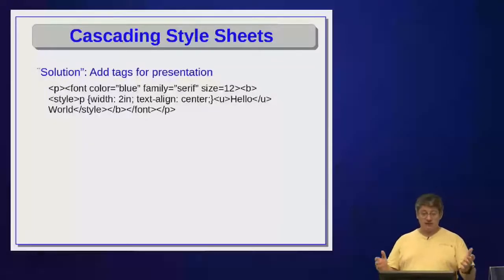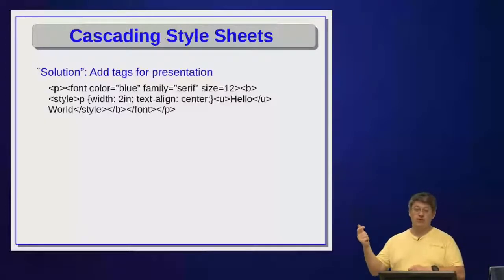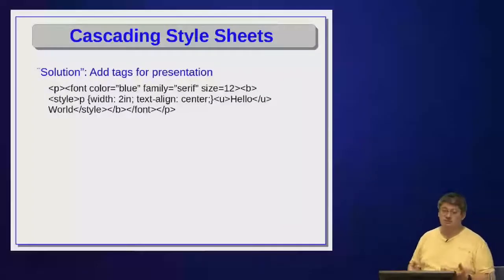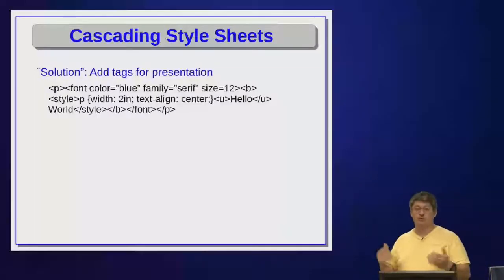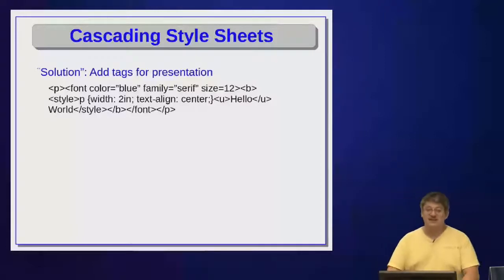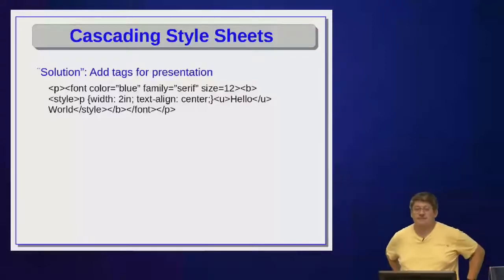And while I'm at it, why not tell the web browser to style that, to align it, to center it in a box that's 2 inches wide, and I'll underline the word hello, and then I'll put the word world after it without an underline. And now I can close my style tag, my bold tag, my font tag, and my paragraph tag. And this would work. It would display the words hello world with hello underlined in a blue 12-point serif font centered in a box 2 inches wide.